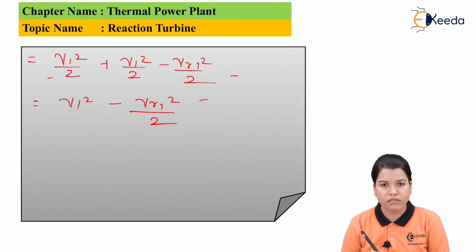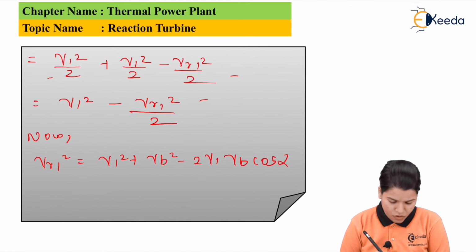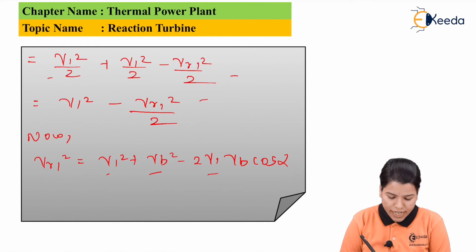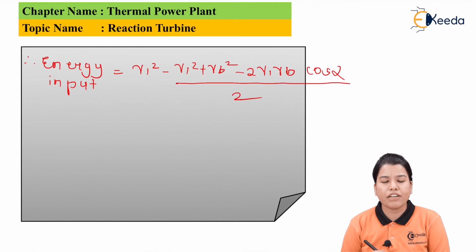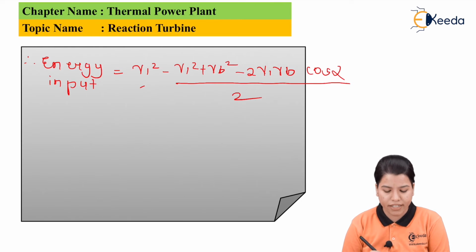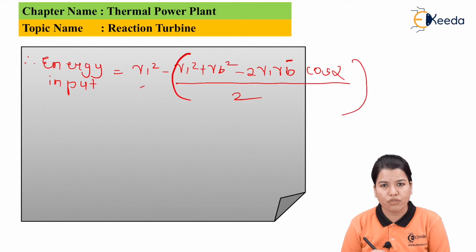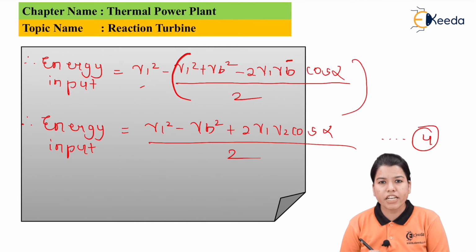Now we can also write the value of VR1 square is equal to V1 square plus VB square minus 2 V1 VB cos alpha. So substituting this value in the above equation, we get energy input is equal to V1 square minus (V1 square plus VB square minus 2 V1 VB cos alpha) divided by 2. Further, we can write energy input is equal to (V1 square minus VB square plus 2 V1 VB cos alpha) divided by 2. Let it be equation number 4.